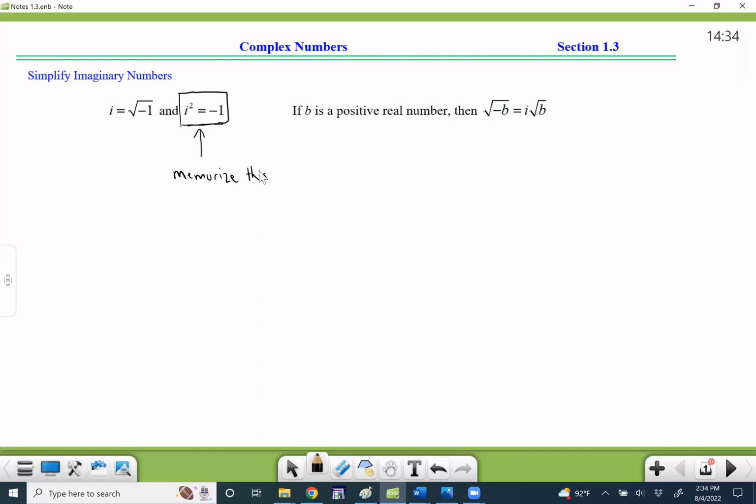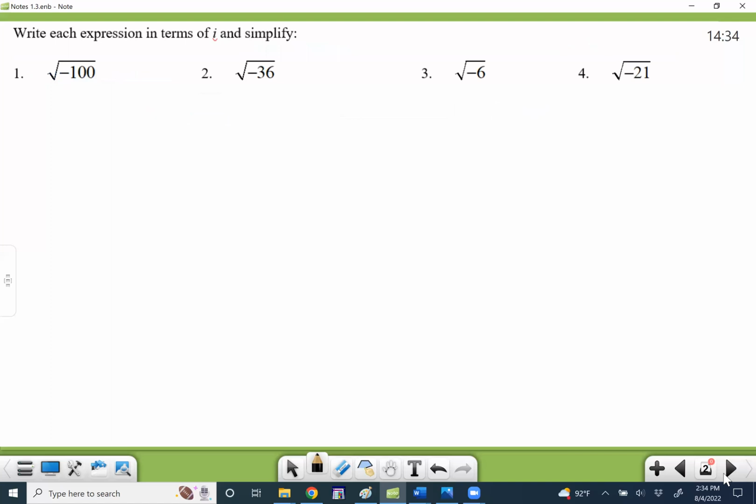So whenever we see a square root inside a negative, the very first thing we're going to do is pull out an i and change it into a positive. So that'll have to be step 1 before you do any math on it. Just pull out the i and make it positive. All right, so here we go. Write each expression in terms of i and simplify.